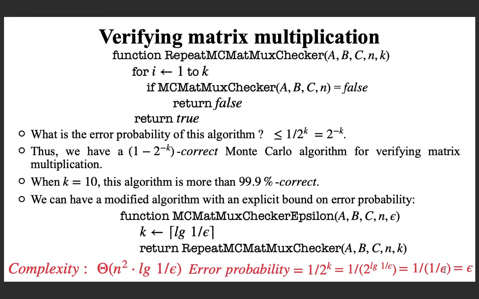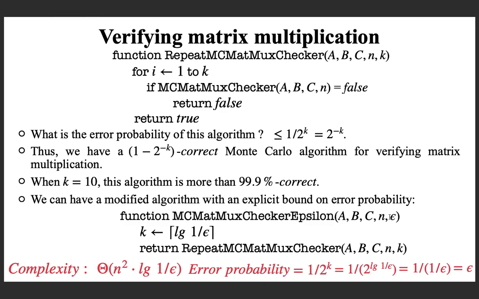So this is the way you can control the error probability. Whatever be the permissible error probability, you pass that as an argument. Then you take k as log 1 divided by that error probability in the base 2. And if you call this algorithm with k as that value, you are getting a probabilistic algorithm whose error probability is the given value epsilon.